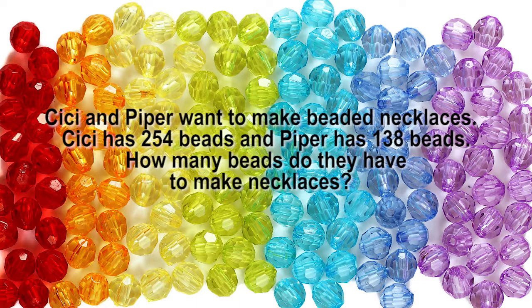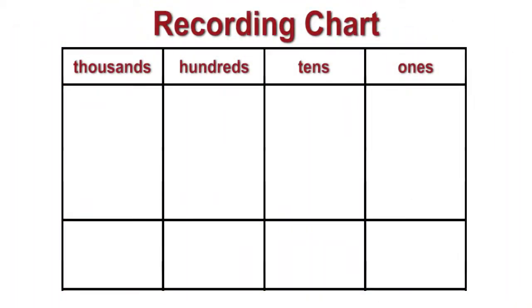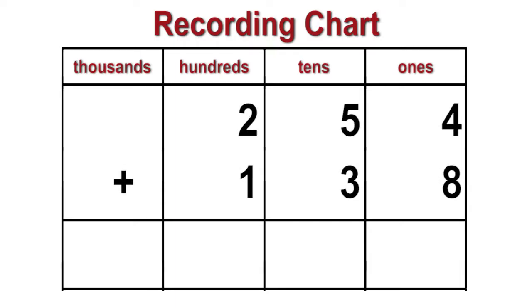The problem we will start off with is, Cece and Piper want to make beaded necklaces. Cece has 254 beads and Piper has 138 beads. How many beads do they have to make necklaces? Reading the problem, I am able to notice that they will need to add Cece's beads to Piper's beads to find out how many beads they have to make necklaces. I will add 254 and 138 together. I will record this on my record chart. I write the digits in the correct columns. Ones go in the ones column, tens go in the tens, and so on.